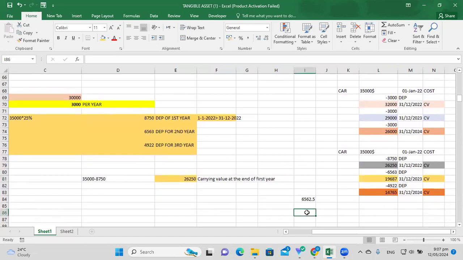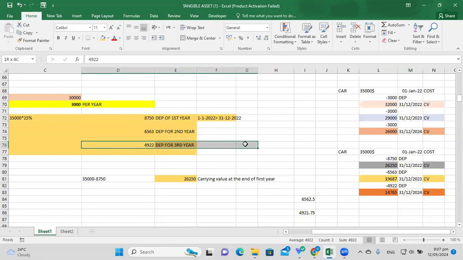So now, if we need to calculate the depreciation for the third year as well, what do we do? We will use the carrying value at the end of second year, which is 19687, multiplied by 25%. We will get 4922 if we round this off. So 4922 is our depreciation for the third year. All right, here it is written.